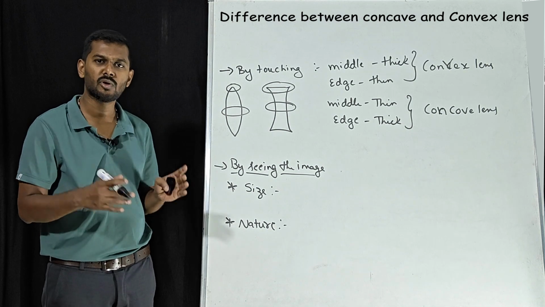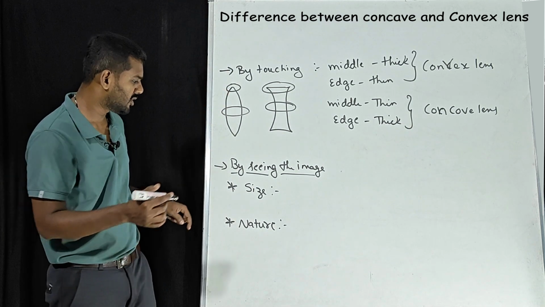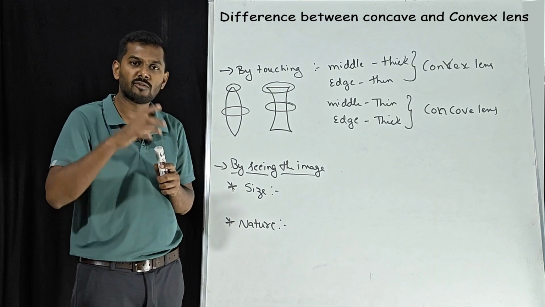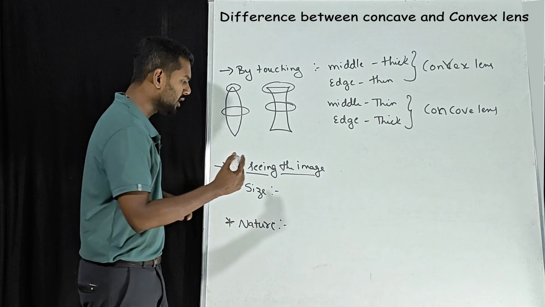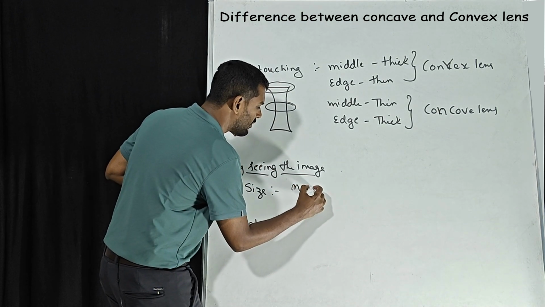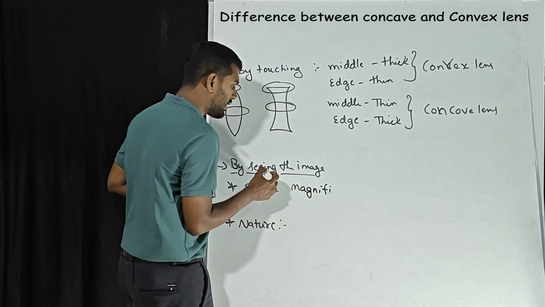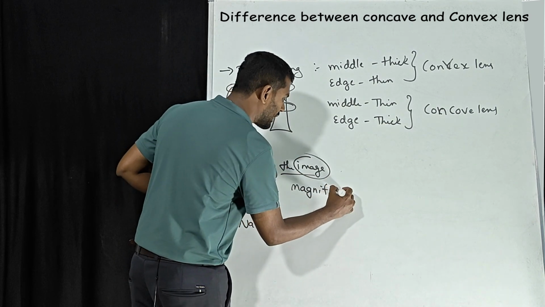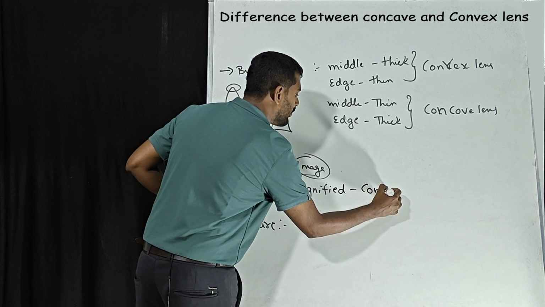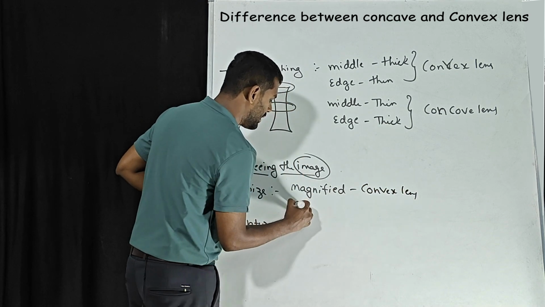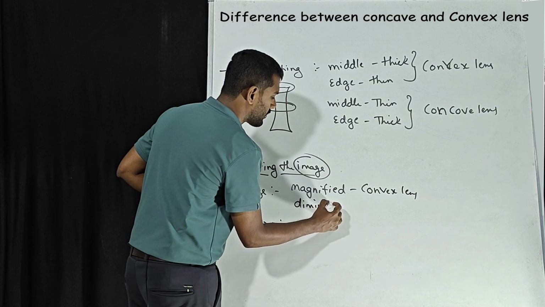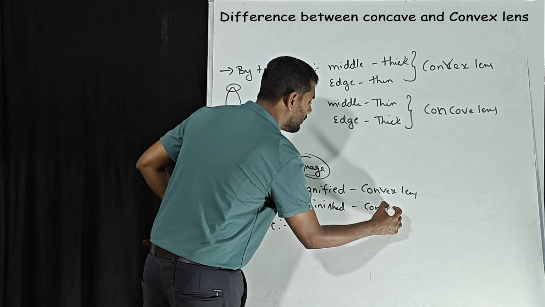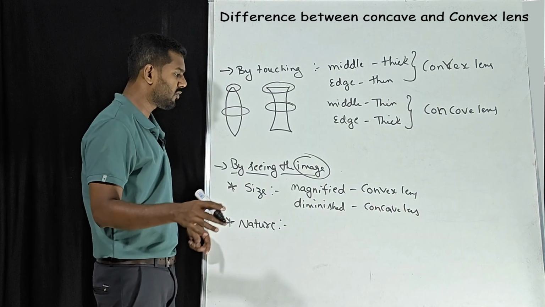Next, by seeing the image, there are two types. You can use any one to identify the type of lens. So listen, size. When it comes to the image, if the size is magnified, we are not talking about the object, we are talking about the image, that is important. If the size is magnified, that means it is a convex lens. Diminished, it is a concave lens.